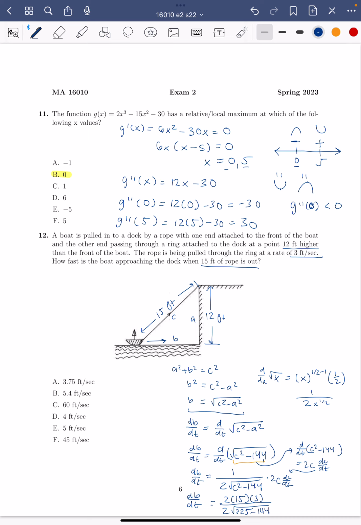Let's simplify a little bit. These two cancel. 15 times 3 is 45. So 45 over the square root of 81, that equals 45 over 9, or a rate of 5, giving us the answer of E. 5 feet per second is the rate at which the boat approaches the dock.